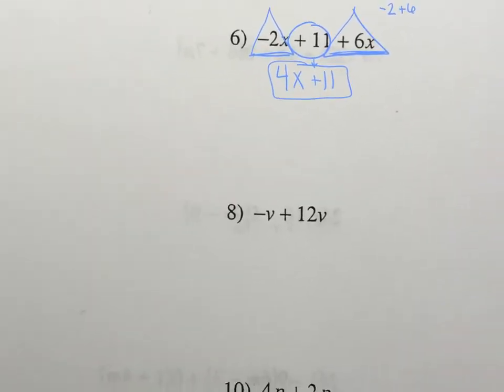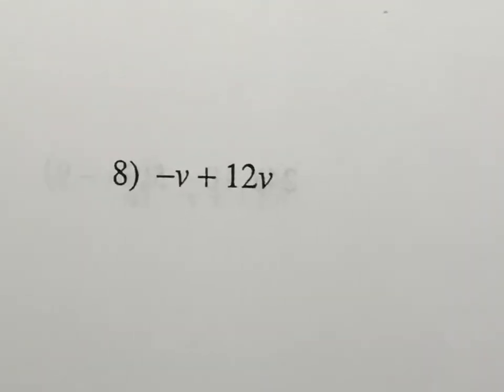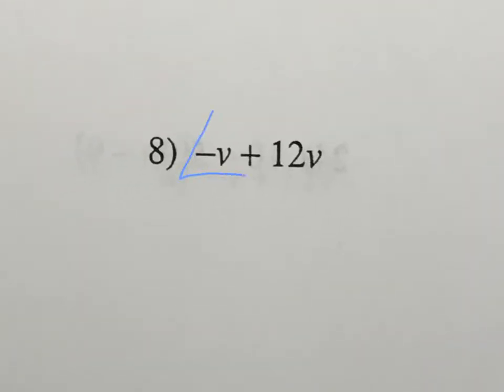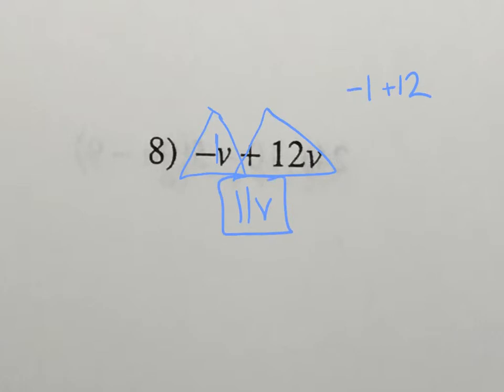Let's look at some more. So like this one, I've got negative v plus 12v. If there's no number in front of your variable, it's like there's an imaginary one there. So if you were to put this in your calculator just to double check, you would say negative 1 plus 12. Okay, and that would be 11v.